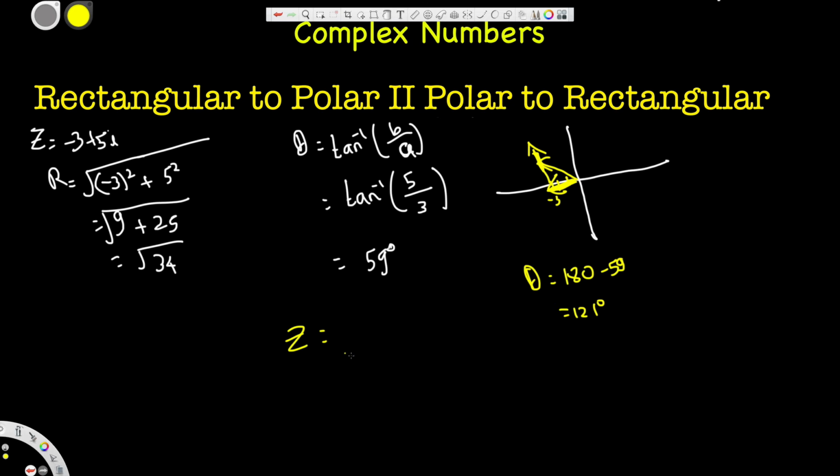If you convert that into polar form, we are going to get square root of 34, that's our r, times cosine theta, cosine 121 degrees, plus i sine theta, sine 121 degrees, and that's it.